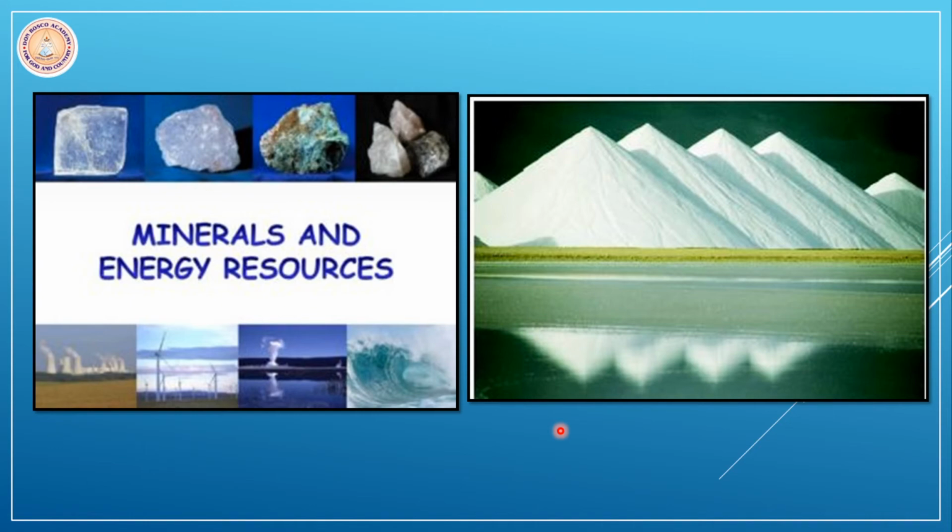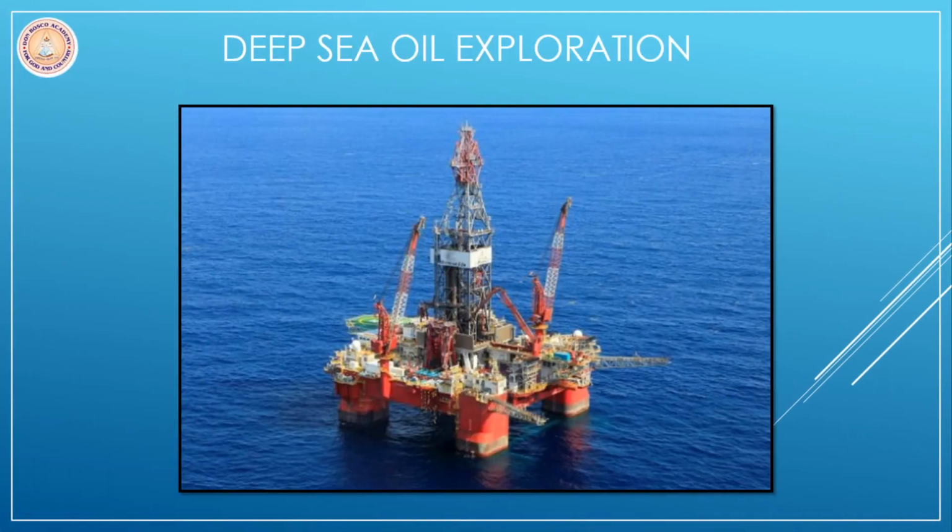Elsewhere, we find petroleum and natural gas to be obtained from the sea floor. This is a picture of Bombay High, which is an important oil producing region in India located offshore of the Arabian Sea.